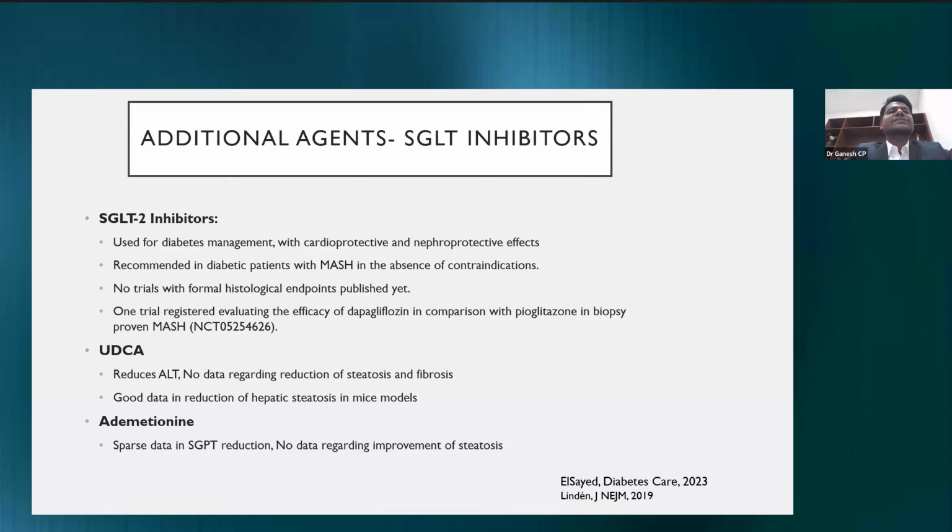Another drug which is commonly used is ademetionine, known as Heptral, 400 milligram. There is sparse data regarding the reduction in SGPT, and it has a very good role in alcohol associated liver disease. But for these two drugs, ursodeoxycholic acid and ademetionine, we don't have proper data regarding the reduction of steatosis and fibrosis. We don't have any histological data. Histology is very important to document a study in the field of MASLD.